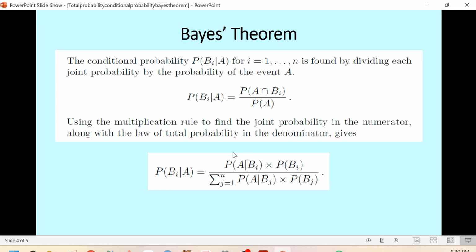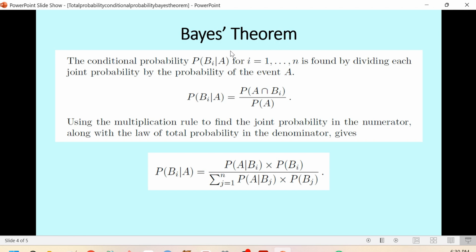And the numerator can also be written as a conditional probability times Bi, right? So PBi times PA given Bi, then divided by the total probability. Actually, this product is part of the denominator, right? The denominator contains all the products of PBj and PA given Bj, right? So this is the conditional probability of A given Bi. So this formula is called Bayes' theorem.